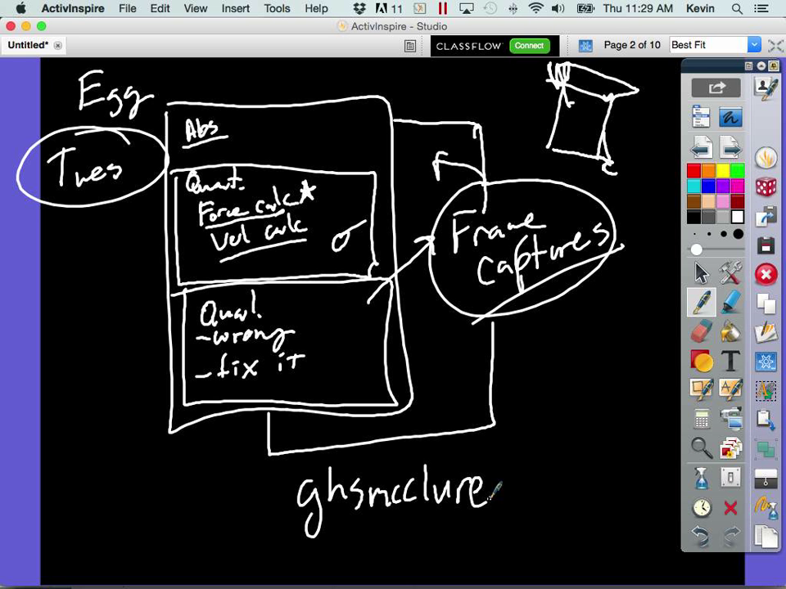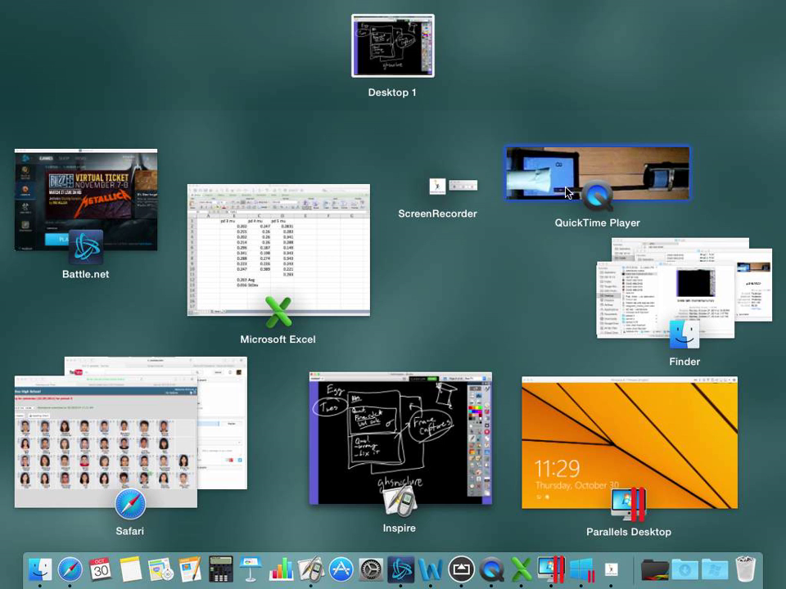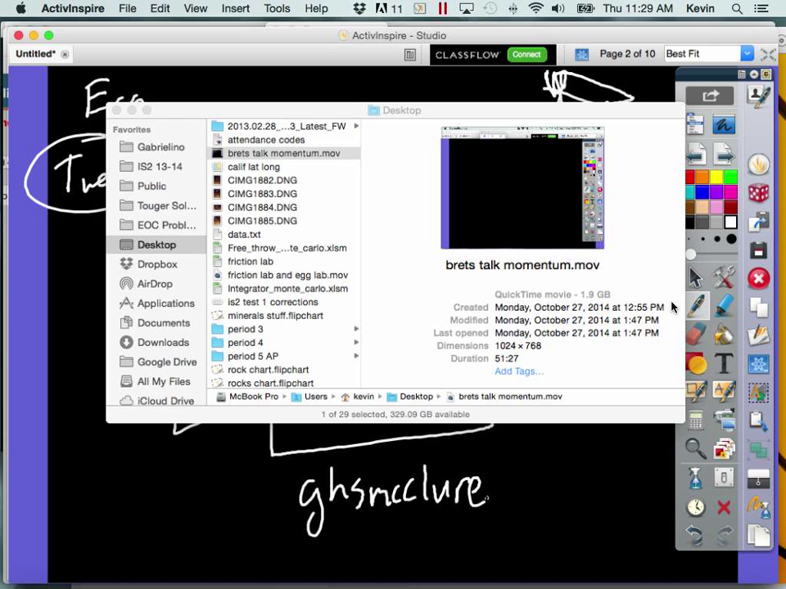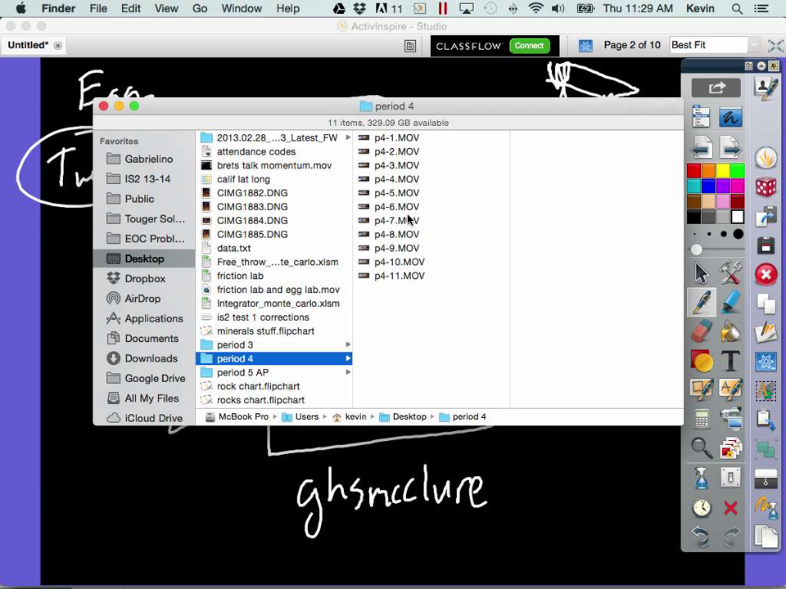Questions? Okay, so now let's talk real quickly about how you calculate these things. I think I will show one of yours, period 4. Let's go here.